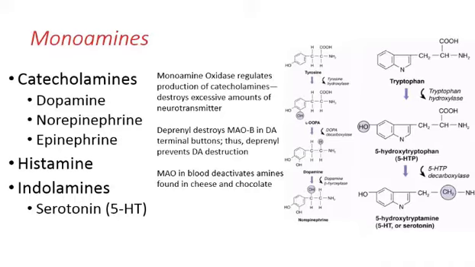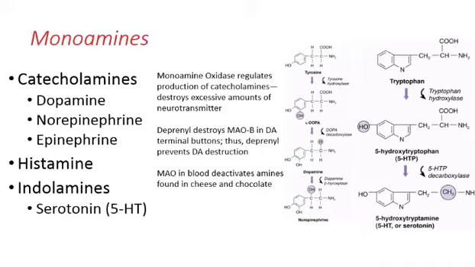Monoamine oxidase regulates the production of catecholamines in general. It destroys excessive amounts of neurotransmitter. Monoamine oxidase acts very much like acetylcholinesterase for breaking down monoamines. Deprenyl is a drug that destroys MAO-B, or MAO type B, in dopaminergic terminal buttons, and so deprenyl is often administered to reduce dopaminergic neuron destruction by Parkinson's disease.